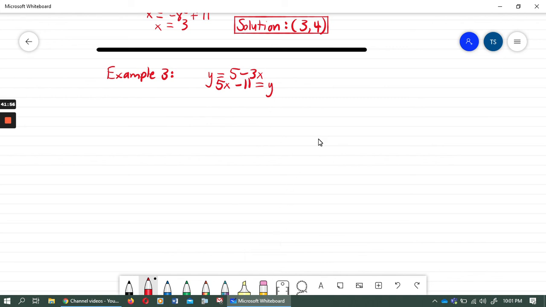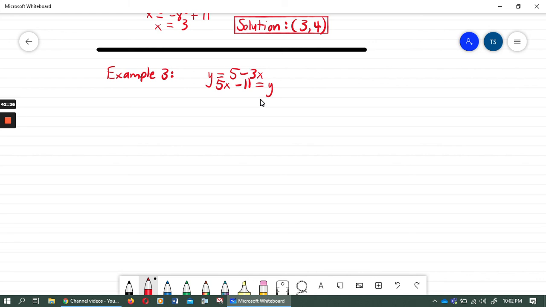Okay, so example 3, solving it using the substitution method. For this one, notice how both of the equations have already been solved for the same variable. When that happens, what you need to do is really the same thing that we've been doing, though it may not seem like it.